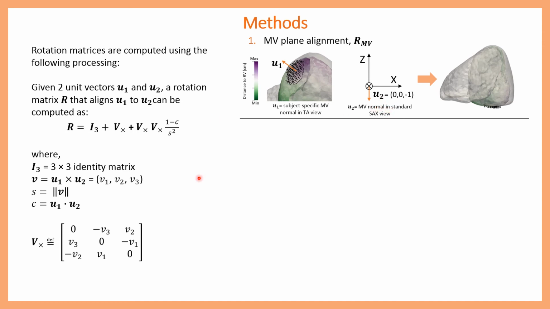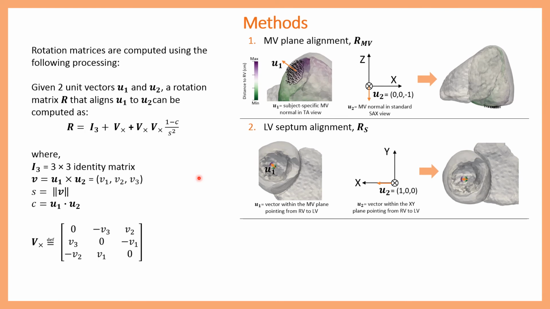To align the septum, we proceed very similarly. Using again the distance to the right ventricle, we find the direction of a vector pointing from the right ventricle to the left ventricle. The unitary vector U sub 2 is now this one, is 1, 0, 0. And after computing R sub S and rotating the meshes accordingly, the right ventricle is now positioned according to its usual position in short axis view.